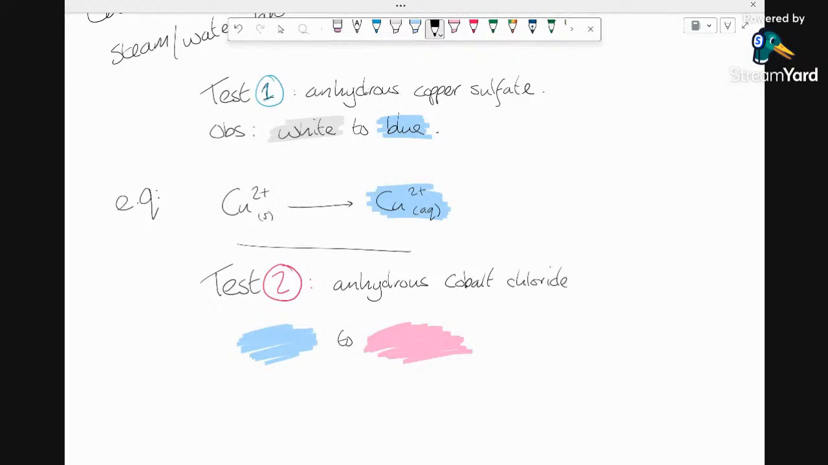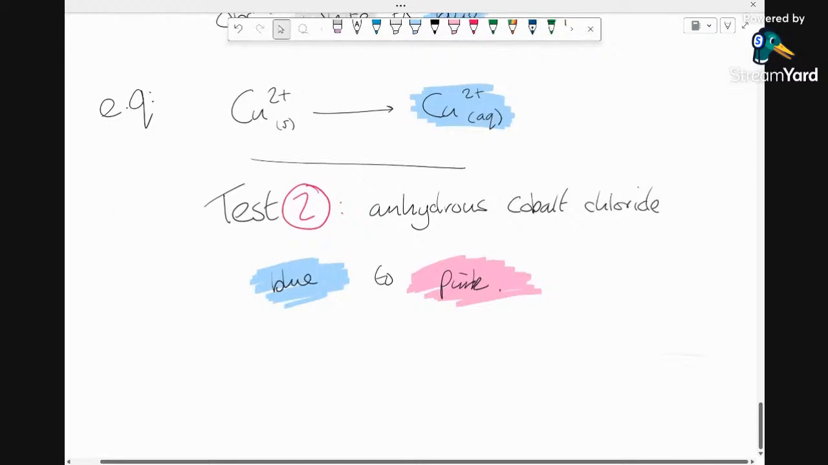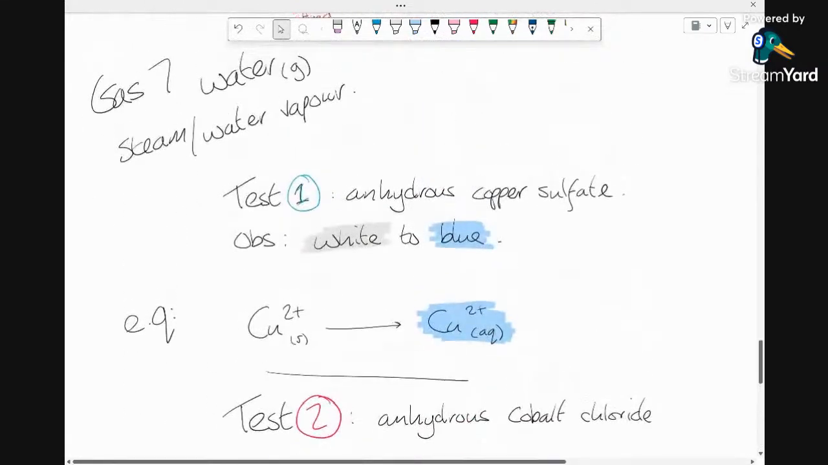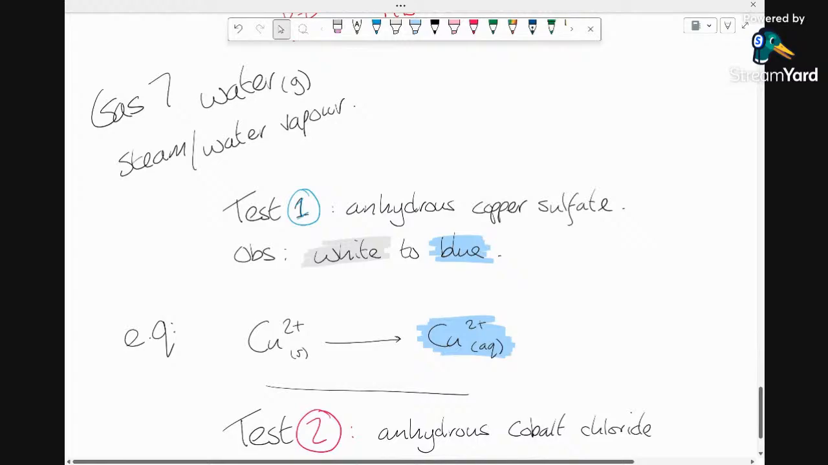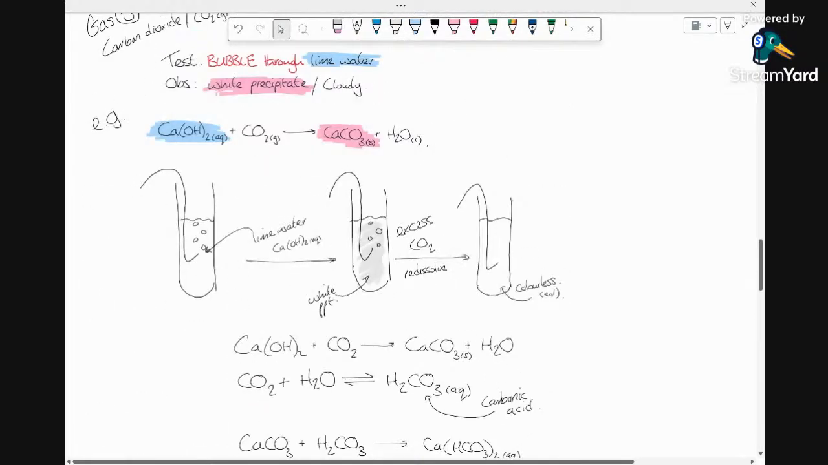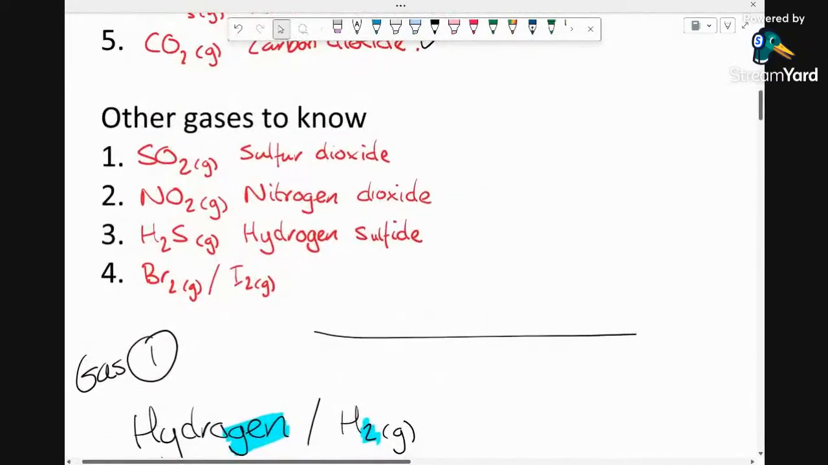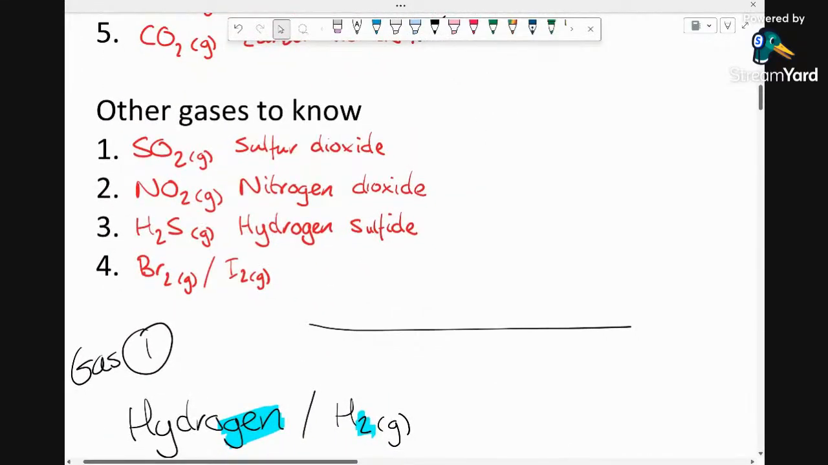Again, no equation needed. Blue to pink, you learn it in year 13 is where you come across that equation, but you don't need it, which is great. Okay, is there any other tests that I would do for water vapor? No, not really. Cool, those are done. Okay, we've done all of our gas tests. It's nice then to mention the gases to know.